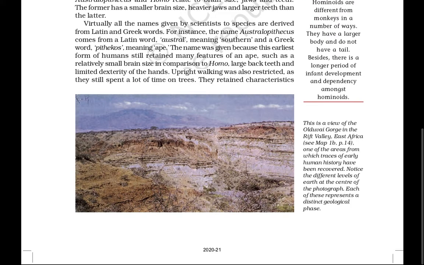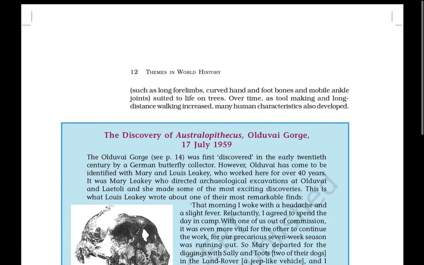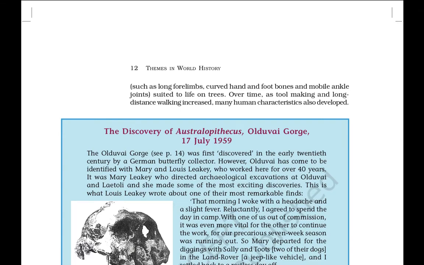They retained characteristics such as long forelimbs, curved hand and foot bones, and mobile ankle joints suited to life on trees. Over time, as tool making and long distance walking increased, many human characteristics also developed.